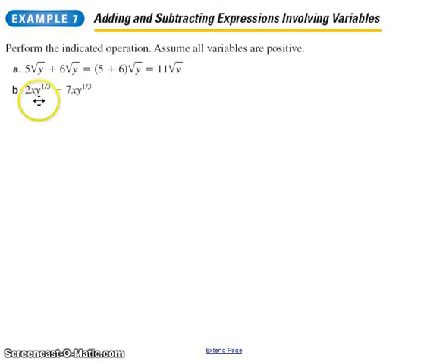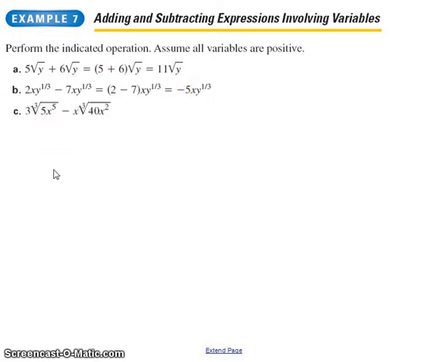B, I've got 2 of these things that match. They're called xy to the 1/3 power. I subtract off another 7, again, like I said, they match, of these things called xy to the 1/3 power. Well, 2 minus 7 is negative 5. In other words, I've got negative 5 of these things called xy to the 1/3 power.